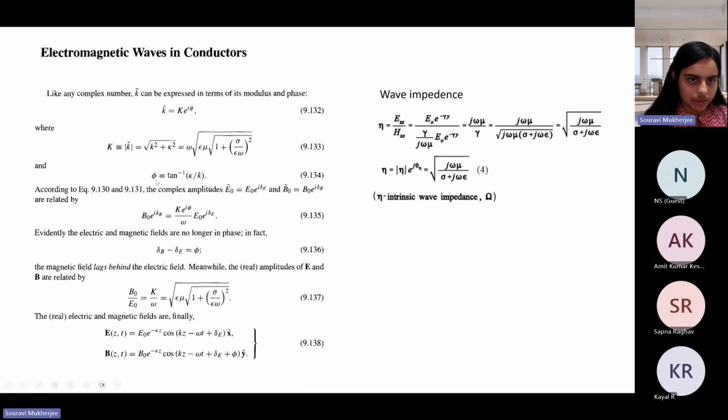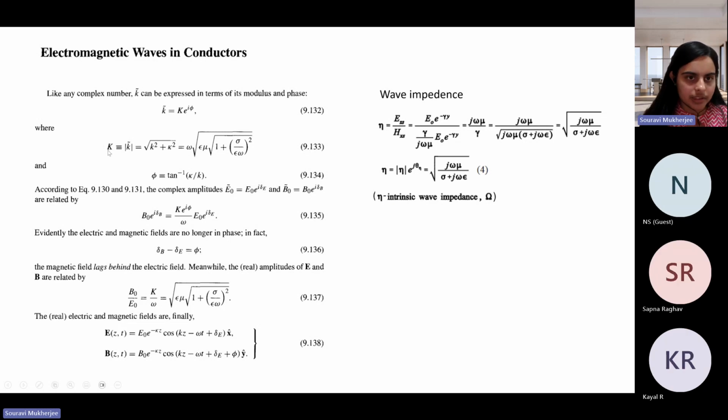Which comes from this relation, right? So if you can estimate the wave vector, the real and the imaginary part, you can find how much the magnetic field lags behind the electric field. And then you can also relate it to this, the ratio of the amplitudes of electric and magnetic field, and this is how it looks like. So finally, the electric and magnetic fields in some conductors would look like this.